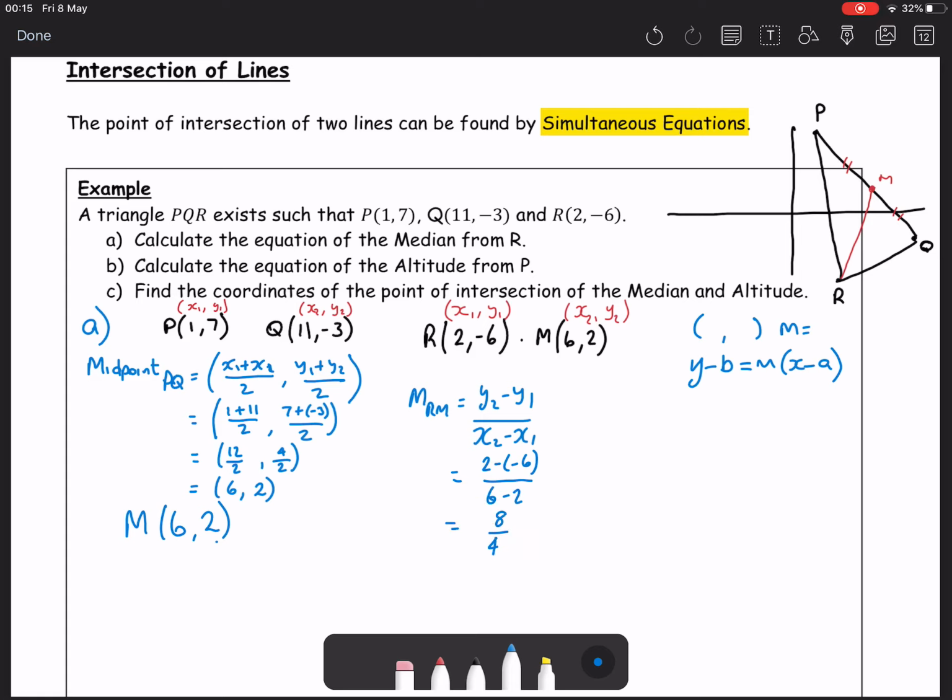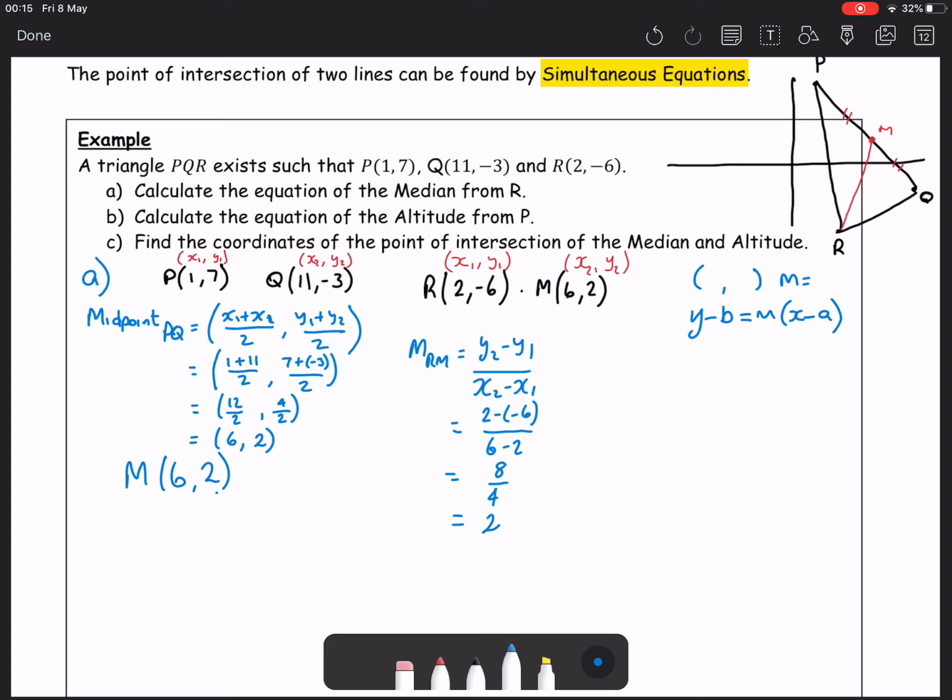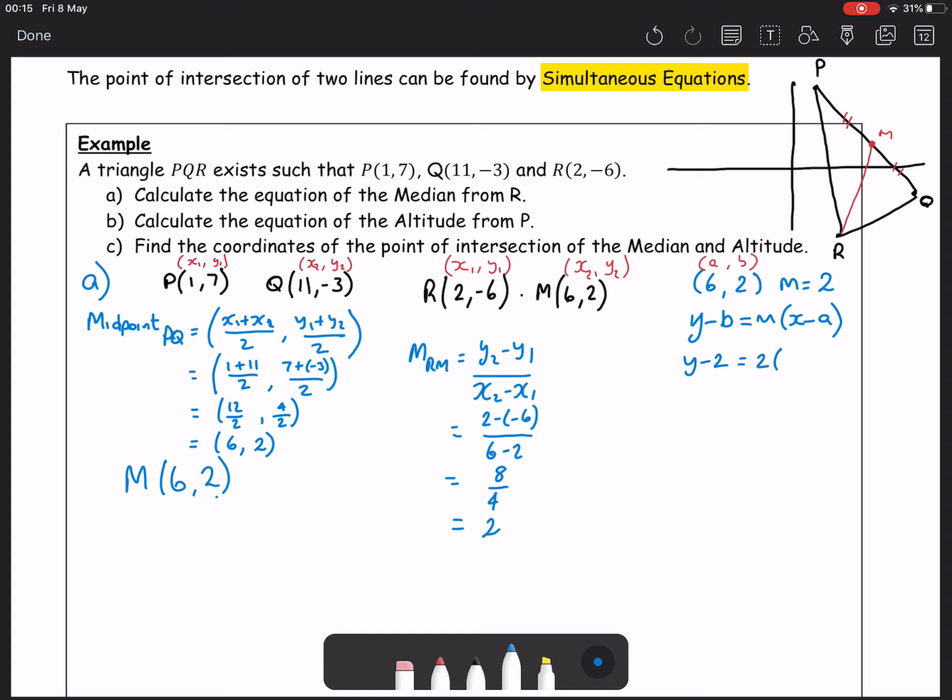So to be able to work out my median, I need a point. I've got the choice between R and M. I will choose M, simply for the fact that it's both positive values, and m is a gradient of 2. So y minus 2 is 2 times (x minus 6). y minus 2 is 2x minus 12, and adding 2 to both sides gives y equals 2x minus 10.